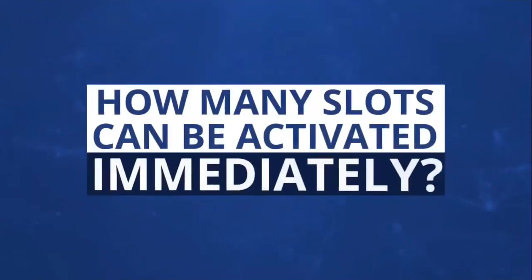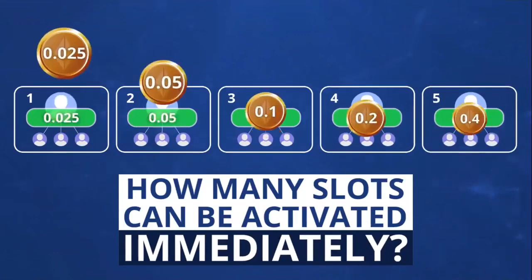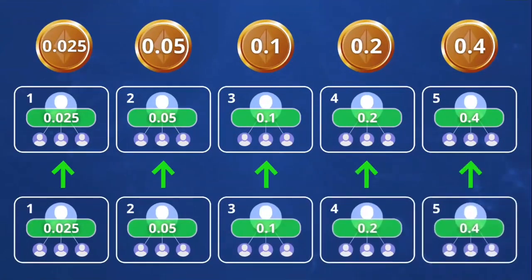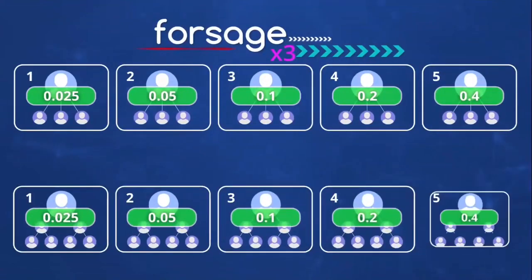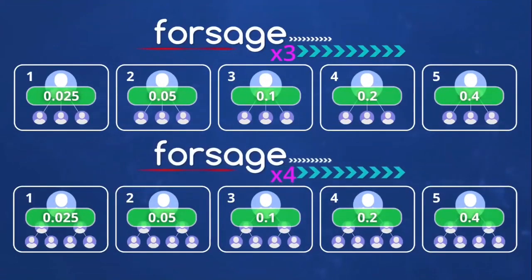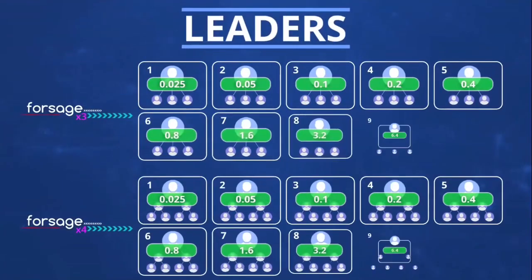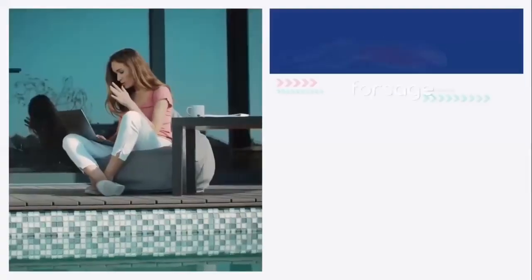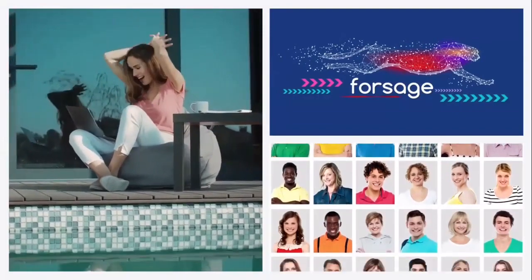How many slots can be activated immediately? As many as you want. The more slots you activate, the more ETH you can earn, and you will not miss out on any income from partners upgrading before you or matrix spillover. It is recommended to start with at least 4 to 6 slots in both Forsage X3 program and Forsage X4 program. Leaders usually start with more than 6 slots, some with 10 slots in each matrix to earn more from the beginning. You can create unstoppable passive income with Forsage as we grow and help more people around the world.